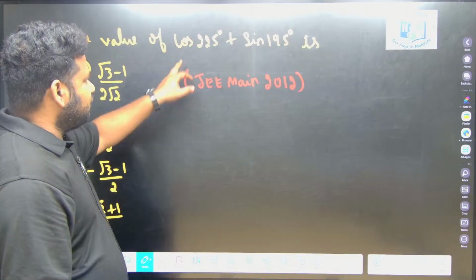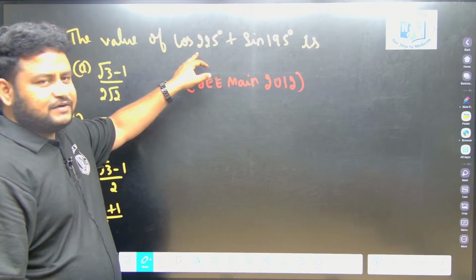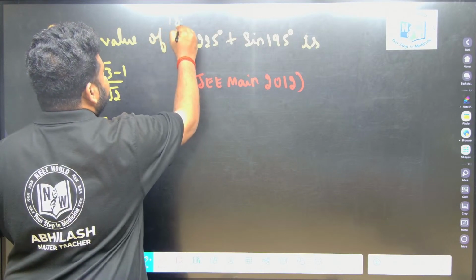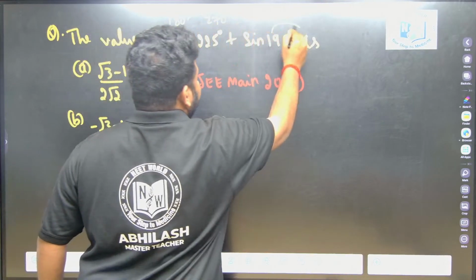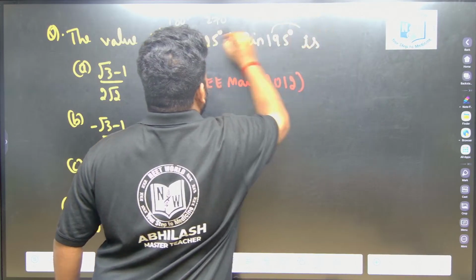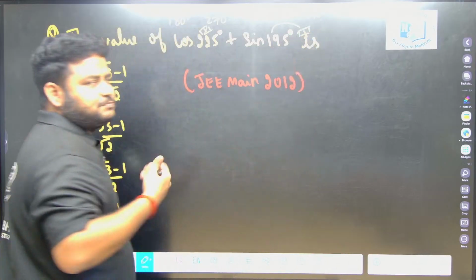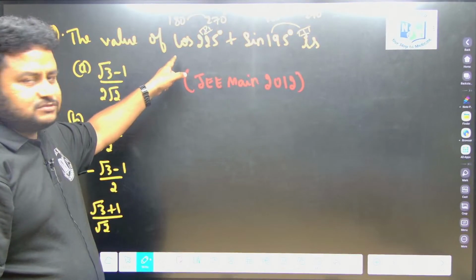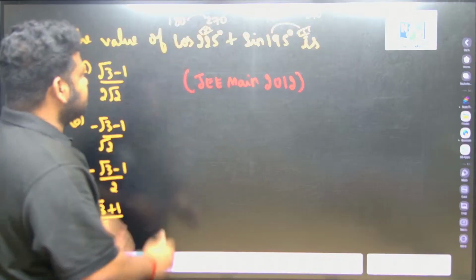See here, first of all, look at the original angles, 225 degree and 195 degree. 225 degree is in which quadrant, friends? It is lying between 180 and 270. And 195 degree is also lying between 180 and 270. That means both are in the third quadrant. In the third quadrant, as per the ASTC rule, only tan is positive, that means cos will be negative and sin will also be negative.